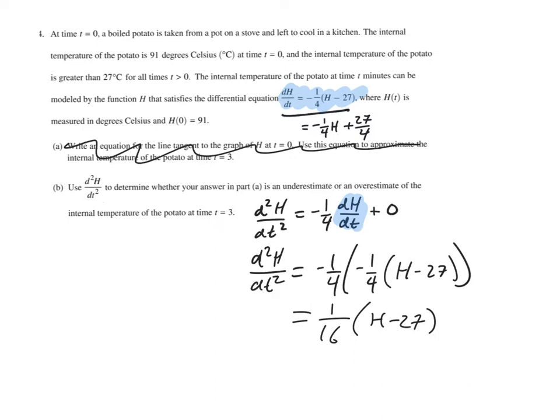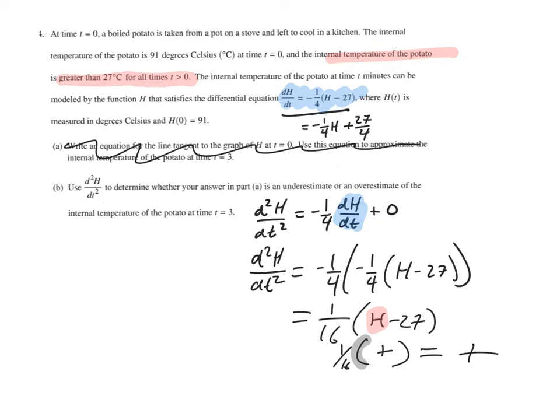Okay, so there's some information in this original problem that might be really helpful, and that is right here. They told us that the internal temperature of the potato, which is h, is greater than 27 for all times t greater than or equal to 0. So this value here cannot be less than 27. It can only be greater than 27, which means if you do something greater than 27 minus 27, you're going to get some positive value here, right? So you're going to get 1/16 times some positive. Well, that's a positive times a positive. So this is always going to be positive. That's all that really matters.